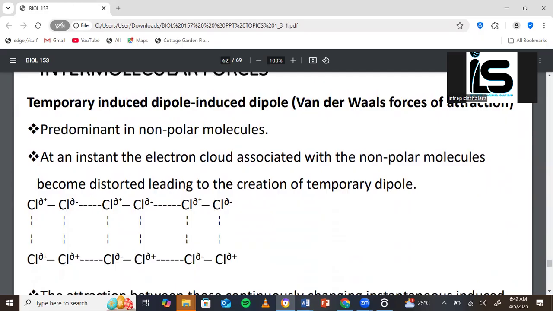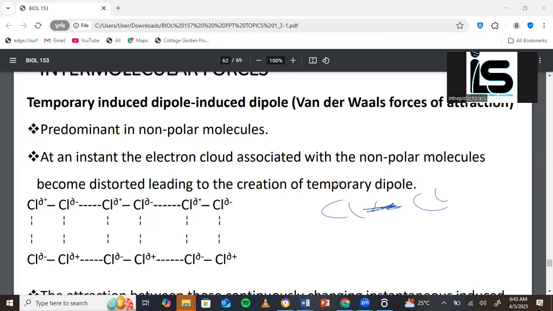Now, there is an instantaneous polarity because electrons are not rigid, they are not stationary. Electrons are being shared between, let's say, chlorine and chlorine. Now, these electrons are not stationary. So sometimes the electron can shift here.